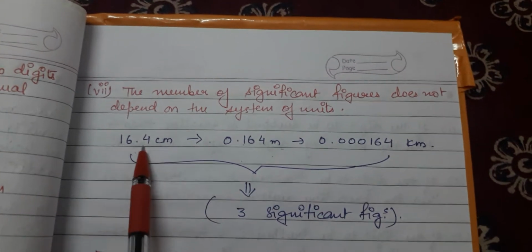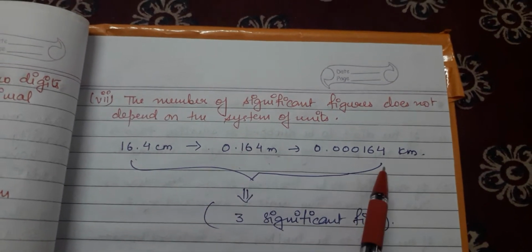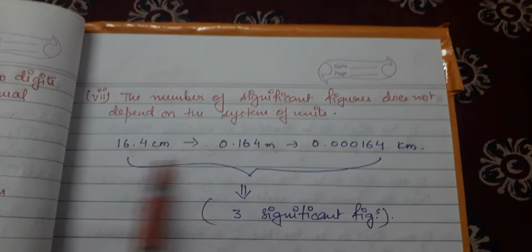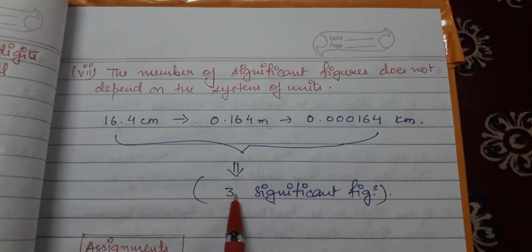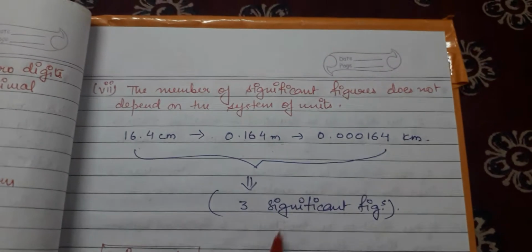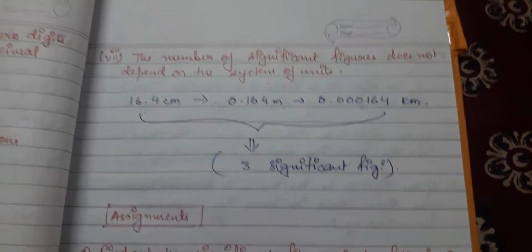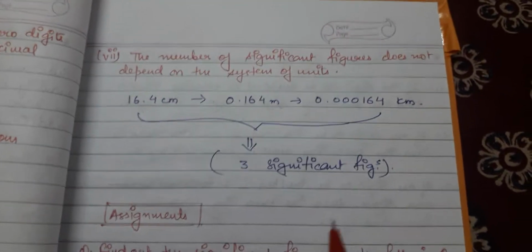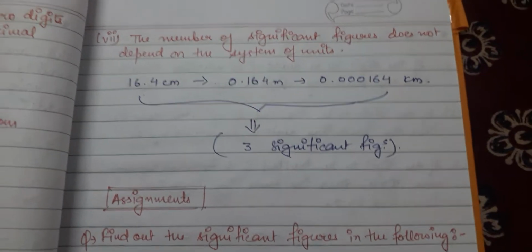Means if there are three significant figures, and you change centimeter into meter, meter into kilometer, or hectometer, decameter, any kind of system of units, then the number of significant figures is not going to change, it will remain the same. Okay, this video is small, because I have to make a special video for the significant figure. So these are all the rules which we have studied for the significant figure.